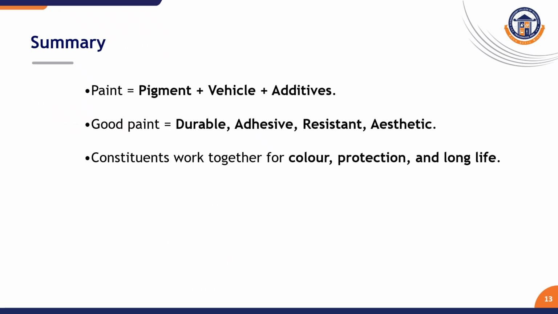So we have concluded that paint consists of pigment, vehicle and additives. And what is a good paint? It should be durable, adhesive, resistant and aesthetic. While seeing the paint we feel somewhat better, no? So for that it should be a good paint, one that combines color, protection and long life.